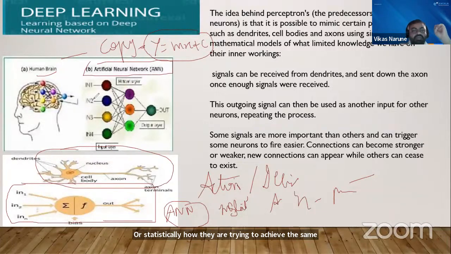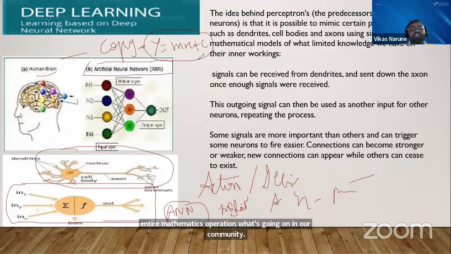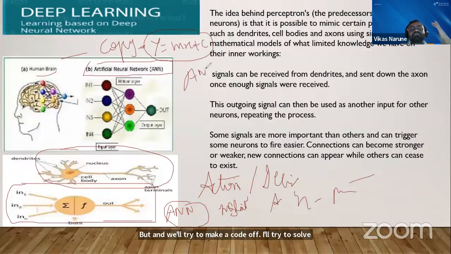All right. So we'll continue this discussion, and we'll compare this, and I will show you the entire mathematics operation, what's going on in an artificial neural network, and we'll make a code walkthrough. I will solve one live case problem using the ANN, and then we'll discuss NLP. These are the two topics we'll discuss, guys.